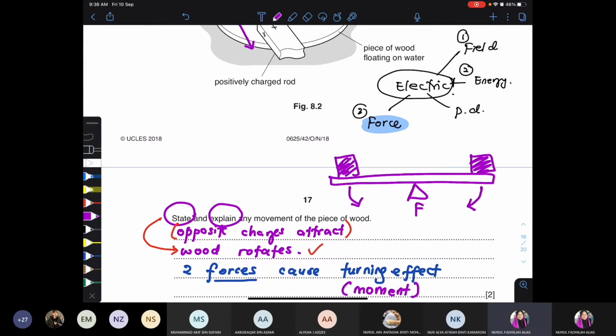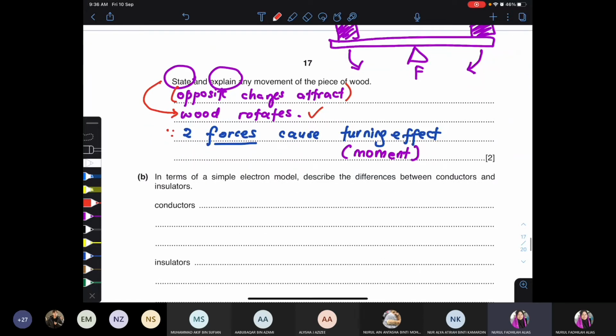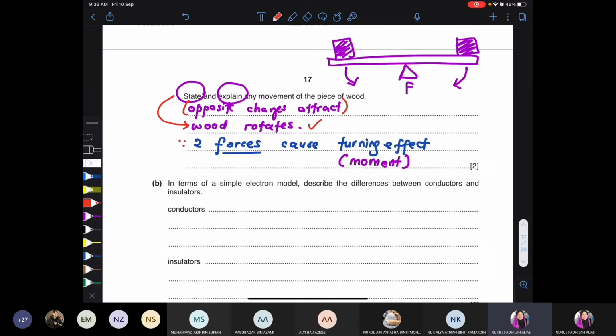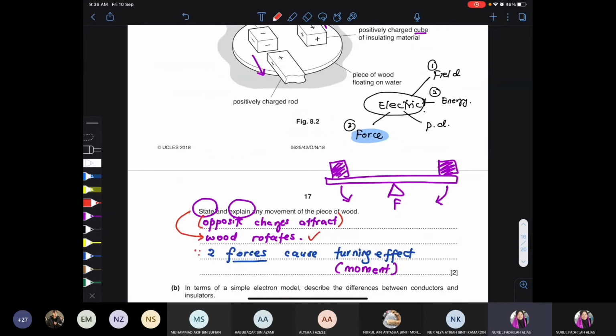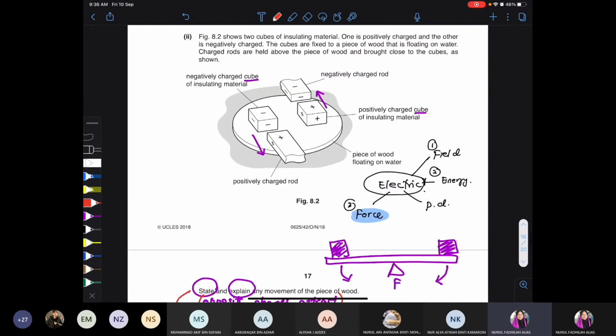So here there is rotation, here there is turning effect. So these are the answers. Why does it rotate? It's because of two forces causing turning effect. So that is how you explain. Simple, right? But you must recall what is related. Sometimes people think the topic of charge is about voltage or finding current, but no. Here it is about static charges.